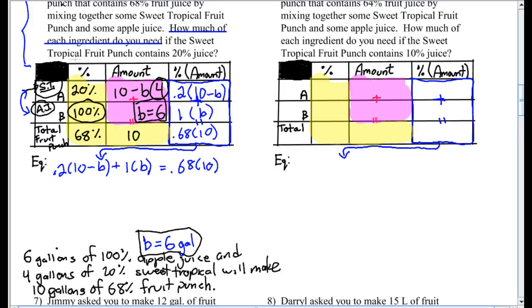Well, 6 what? If I actually brought in all the stuff for you to make this 68% concentrated fruit punch, could you do it? Or would you just stand there saying, well, 6 is what? 6, what does 6 mean? And you would want to actually be able to say, okay, I need 6 gallons of apple juice, I need 4 gallons of this other one, I need to mix it in, and I'll make the 68%. You'd have to know exactly what you're doing.